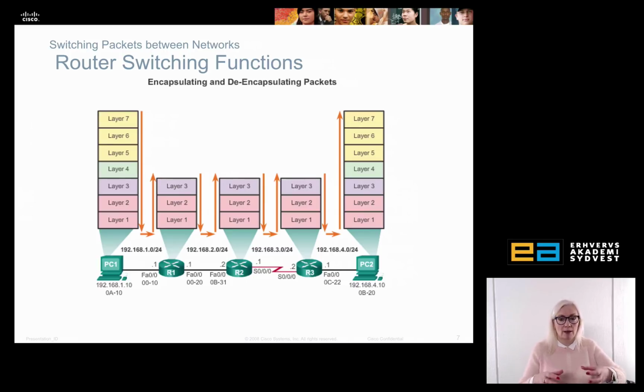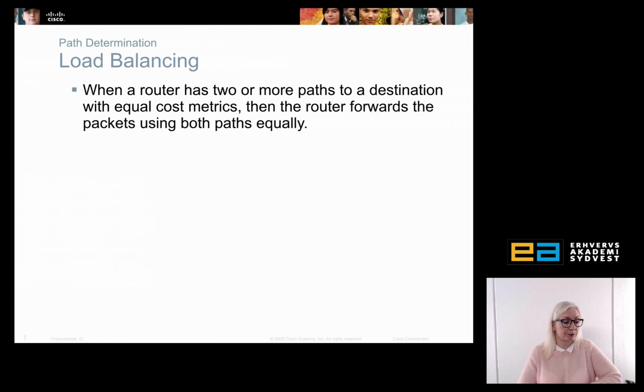So each router on its way will unpack up until layer 3 and then pack it in again and send it on to the next hop router. And then at the end, it will reach the destination, which in this case is PC2. So it will encapsulate and de-encapsulate up until layer 3, because they are layer 3 devices.